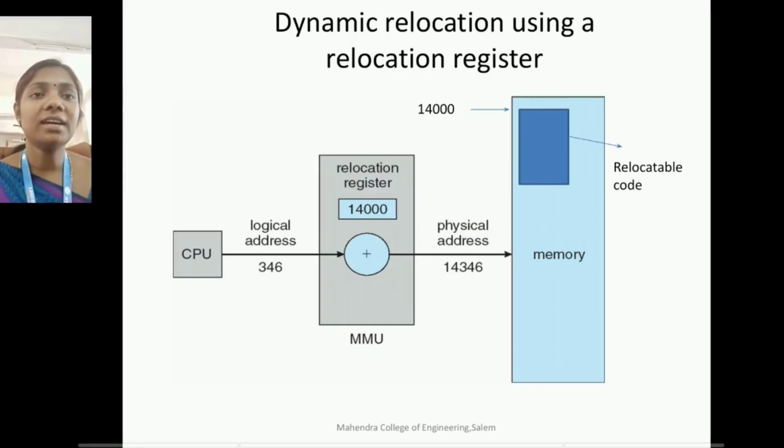You can see here how the relocation register works. From the CPU we generate a logical address. Through this logical address we use the relocation register, which generates a temporary address. With the help of this temporary address, we generate the physical address.